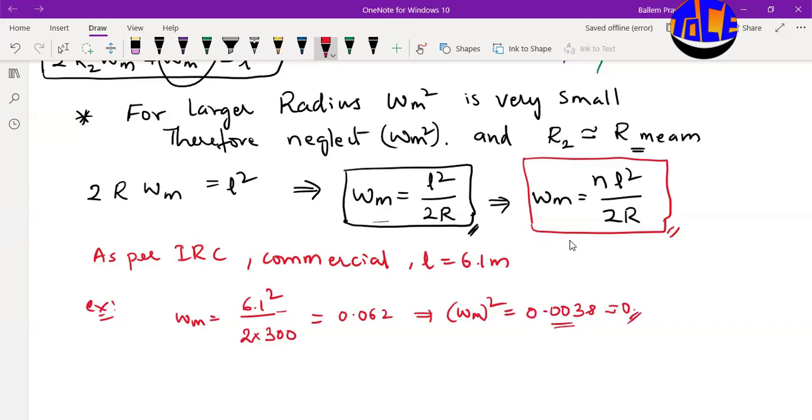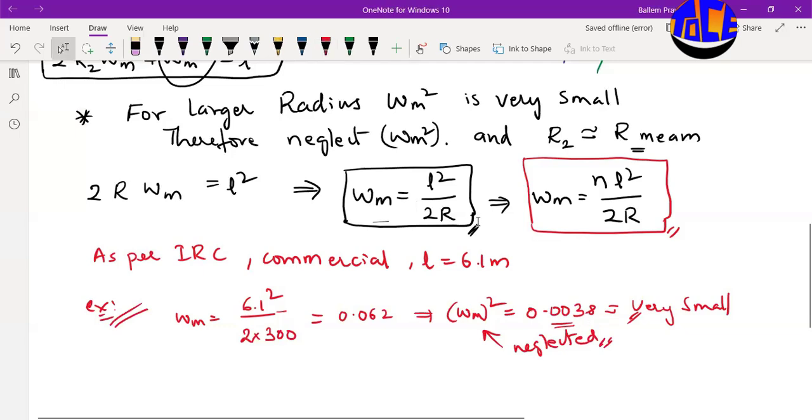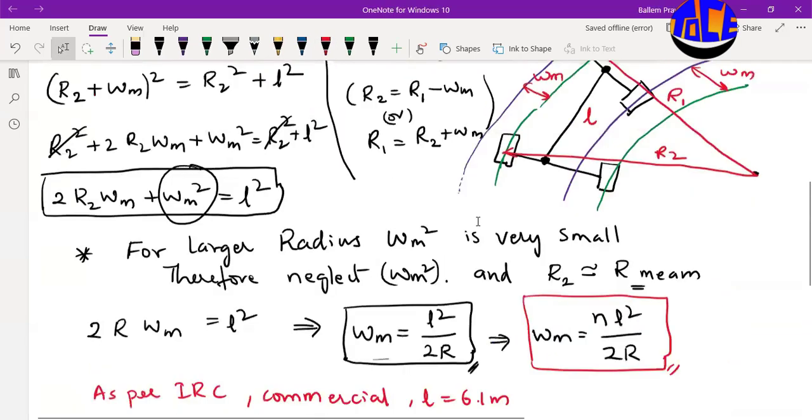So that's the reason, since this value is very small, very close to 0, we have neglected that value. That's the reason this Wm square is neglected in that equation. Just for understanding purposes, I have taken this example. So now you have clarity on how to derive the mechanical widening, right?